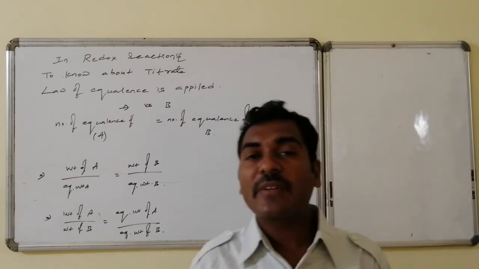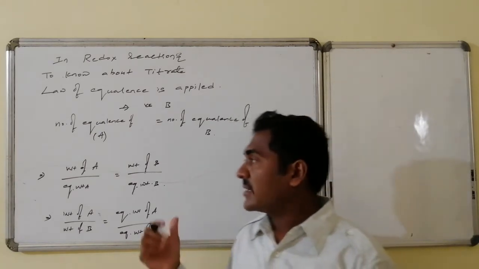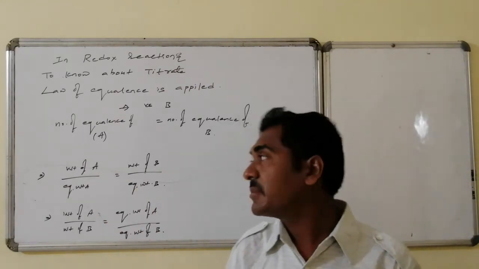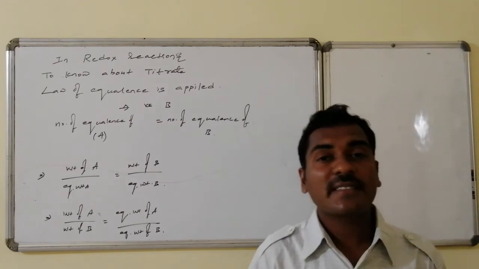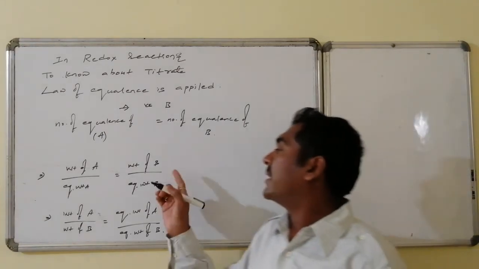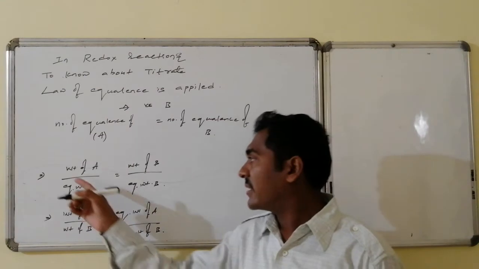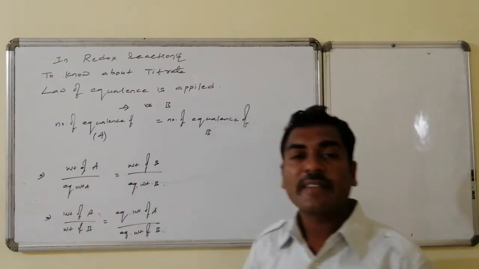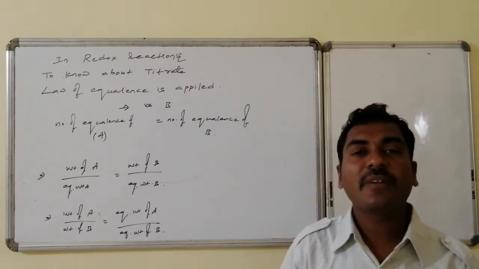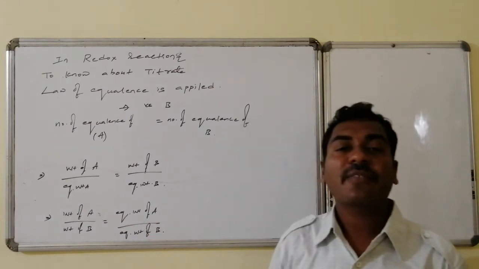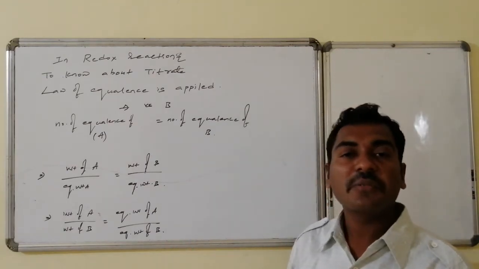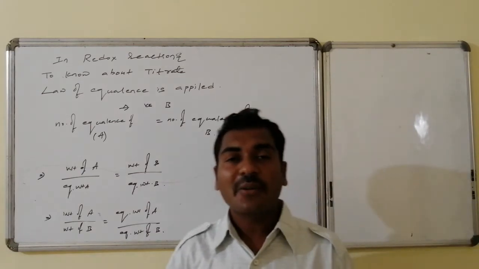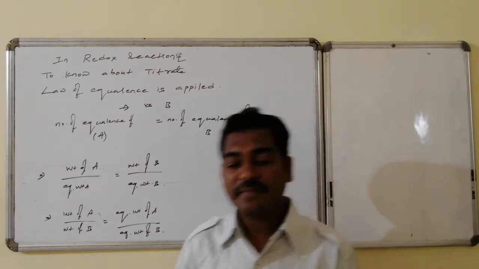How are the number of equivalents calculated? The number of equivalents of A is calculated by the formula weight of A divided by equivalent weight of A. Similarly, the number of equivalents of B is weight of B divided by gram equivalent weight of B. Rearranging, weight of A by weight of B becomes equal to gram equivalent of A by gram equivalent of B, which is equal to equivalent weight of A by equivalent weight of B. With this logic, the unknown concentration is generally estimated.